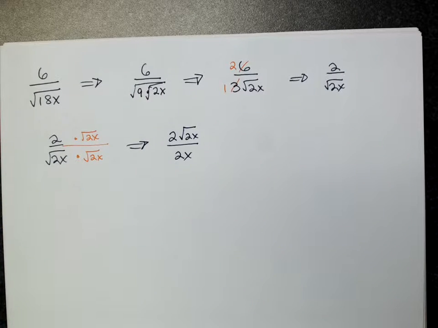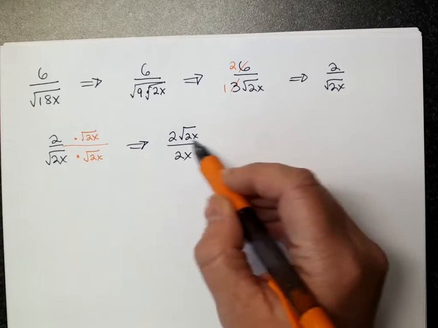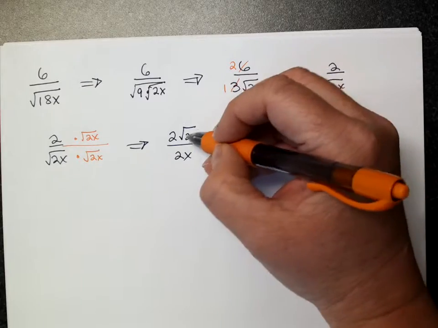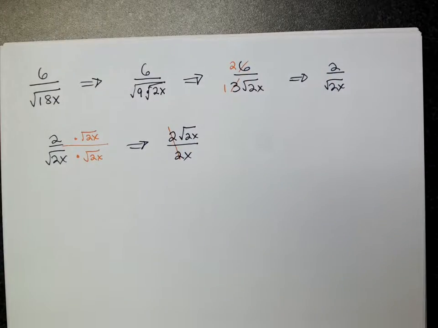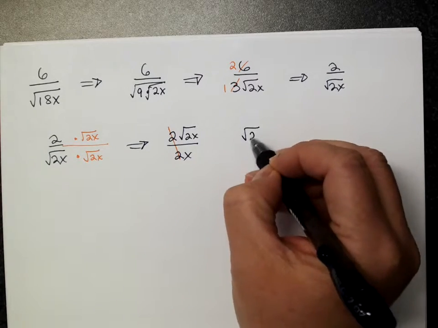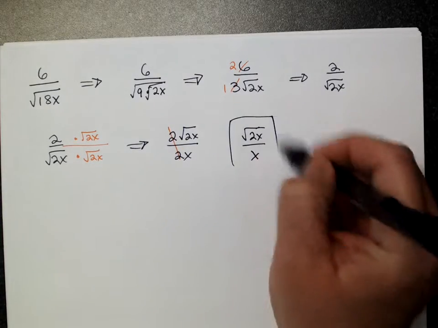Am I done? Yeah. This one, the outside or inside? Outside, right. That one's locked up, can't interact, but those two on the outside, 2 over 2 is 1. Basically, they cancel out. So you got square root of 2x on top and just a plain old x on the bottom.